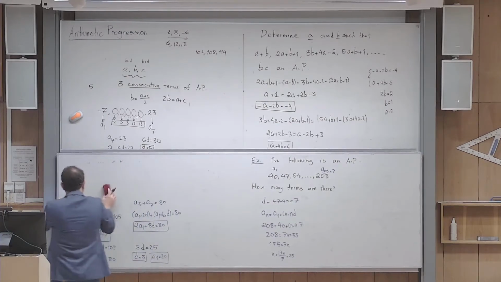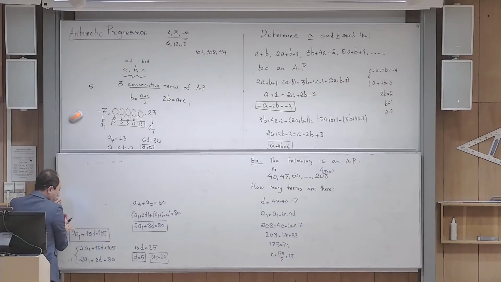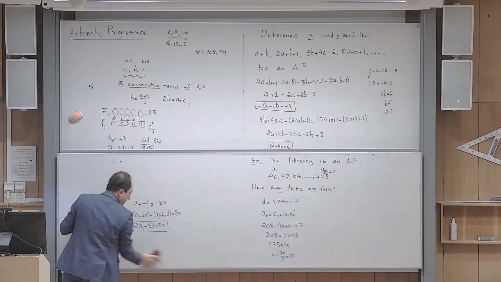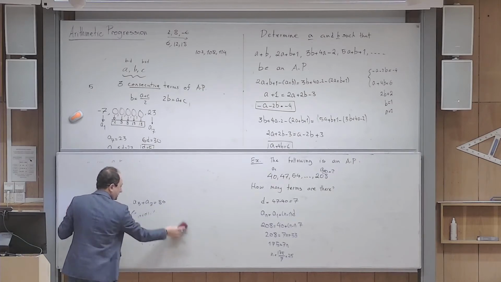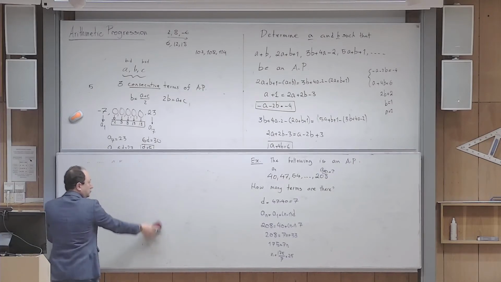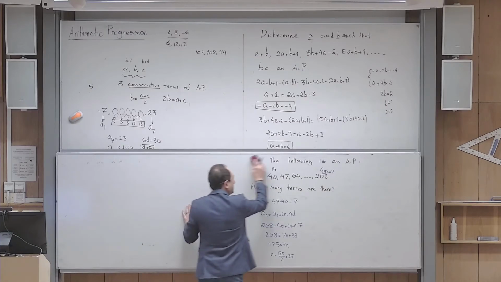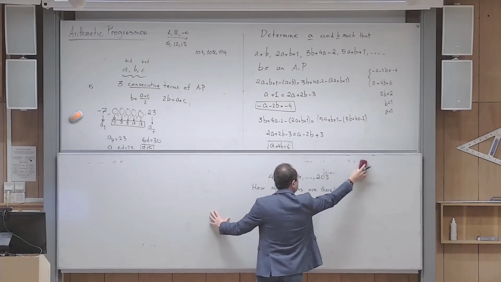So here now we want to talk about an important part, which is probably the most important part of this lesson: finding the formula for the sum of an arithmetic progression, the sum of the terms inside an arithmetic progression.